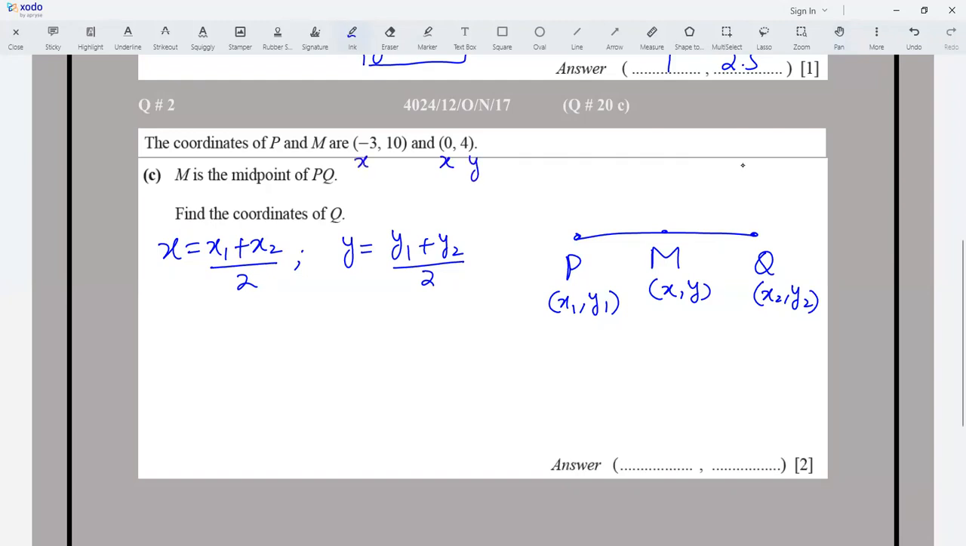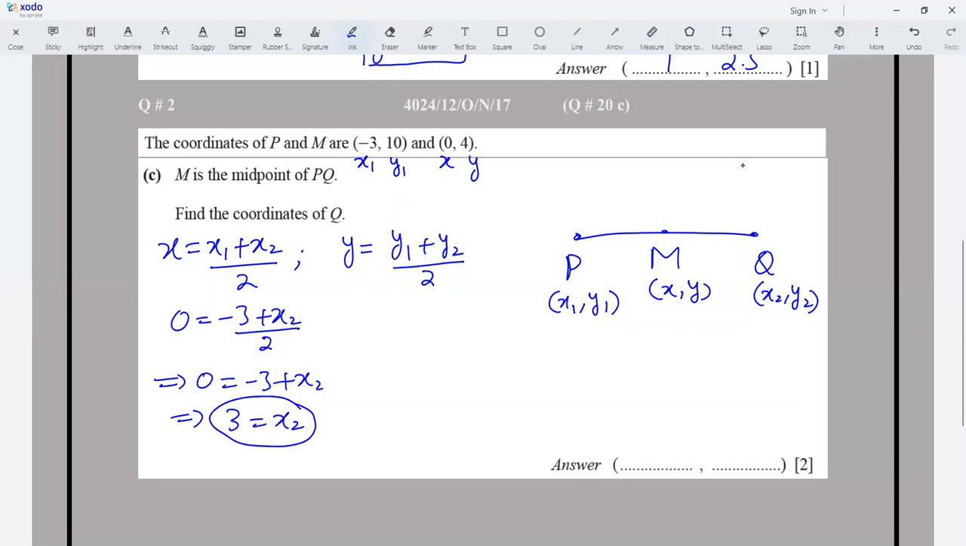P is the first point, so the x coordinate is x1 and the y coordinate is y1. Replace x1 with -3. So -3 plus x2, divided by 2. What is x? X in this case is given, which is 0. So cross multiply: 2 times 0 is 0. 0 equals -3 plus x2. Bring that 3 onto the other side and it becomes positive. So +3 equals x2. This is the x coordinate for point Q.